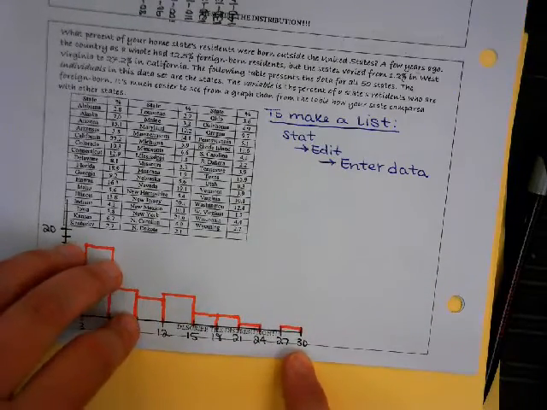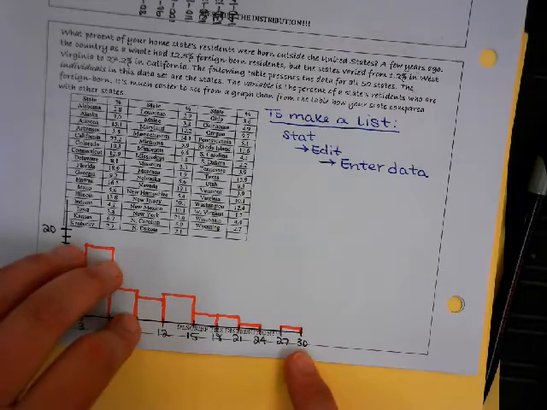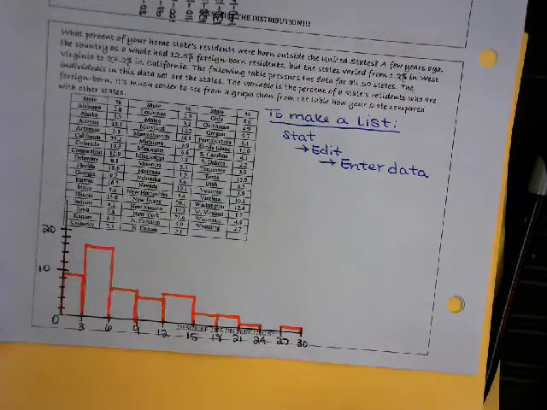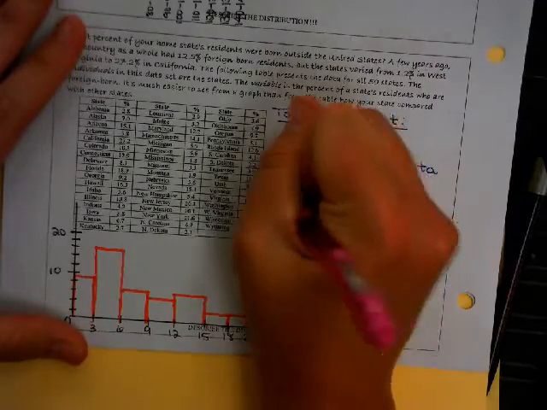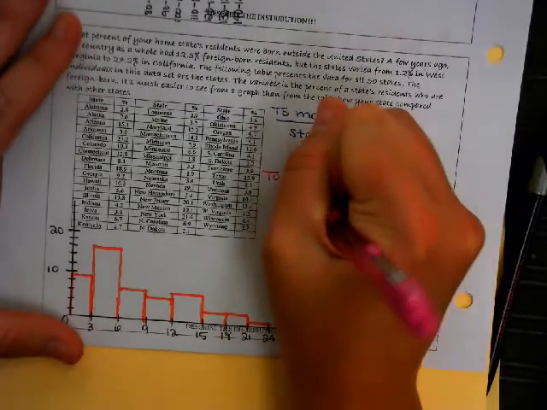Let's use a different color. Wait, I had it written down. How do you clear a whole list? Highlight the list name. Pick clear, enter. So when you plot down, it's just like the n equals the number of.